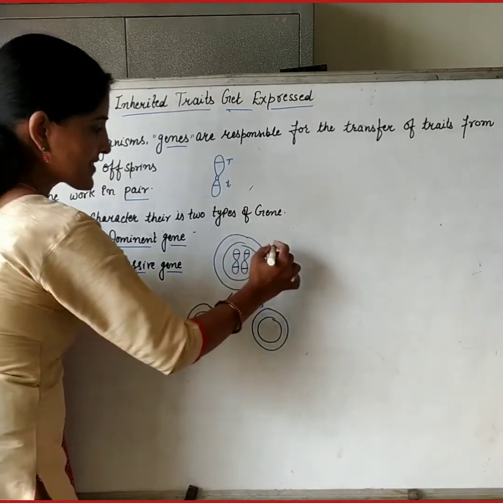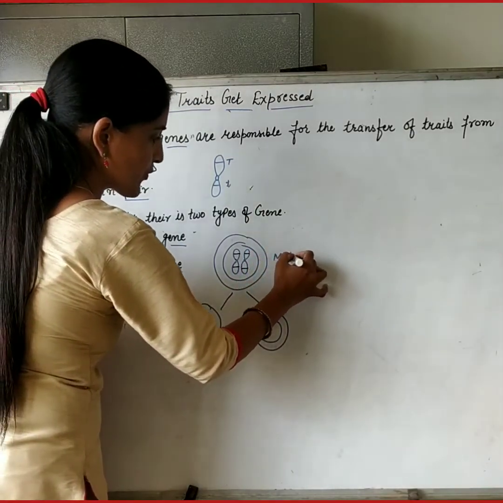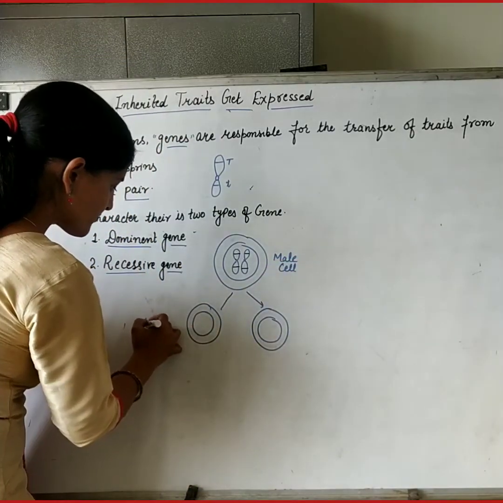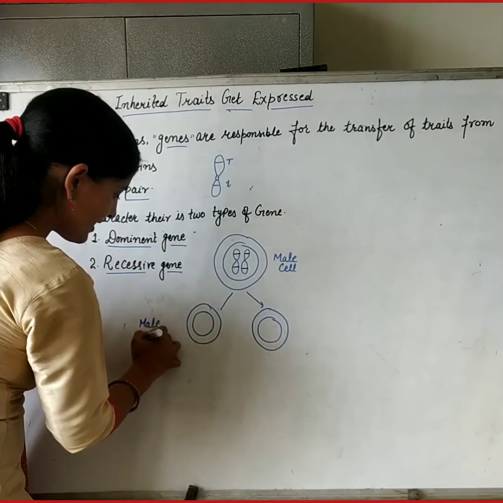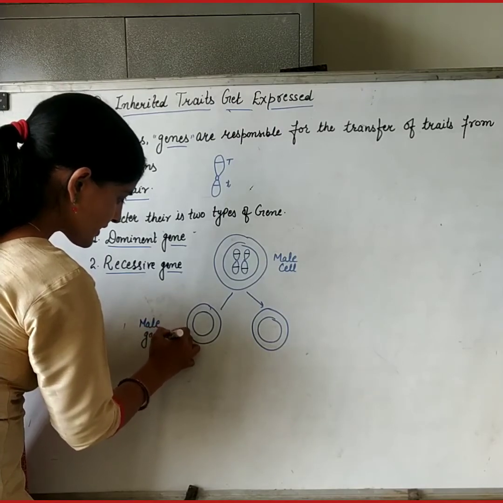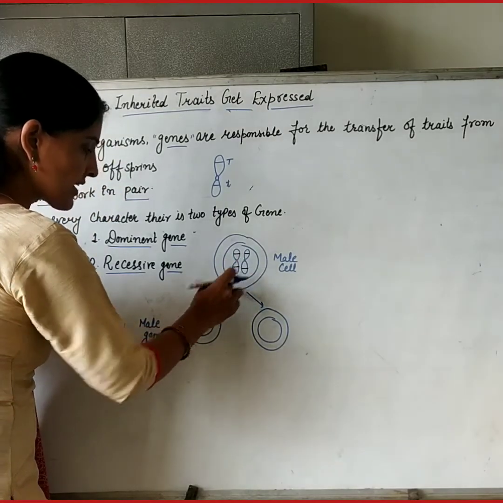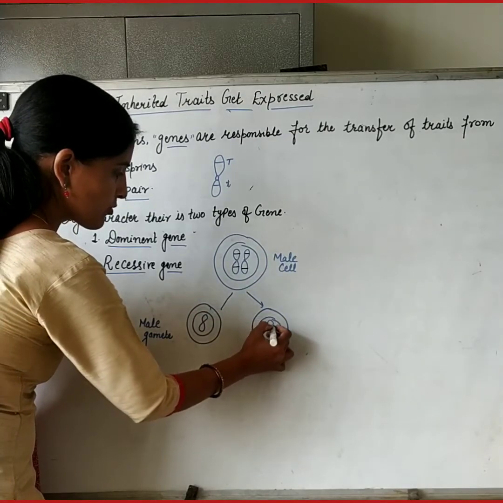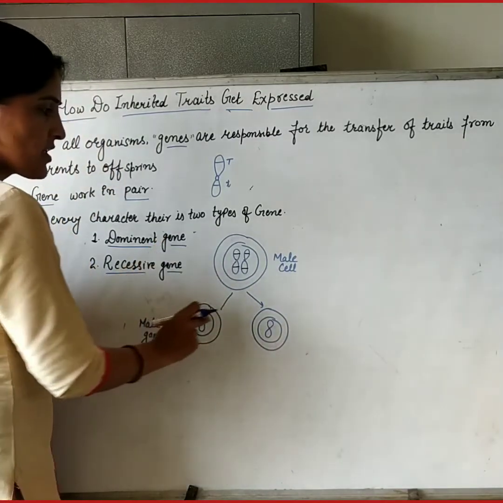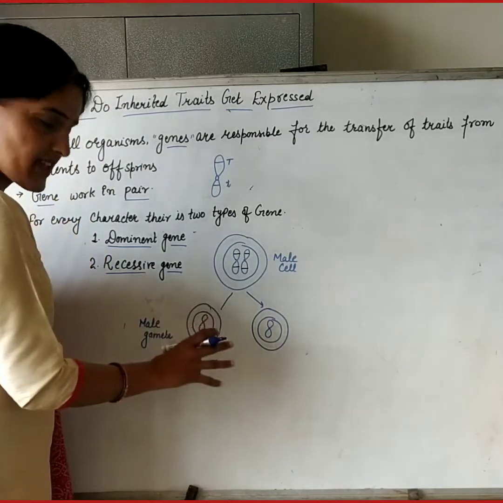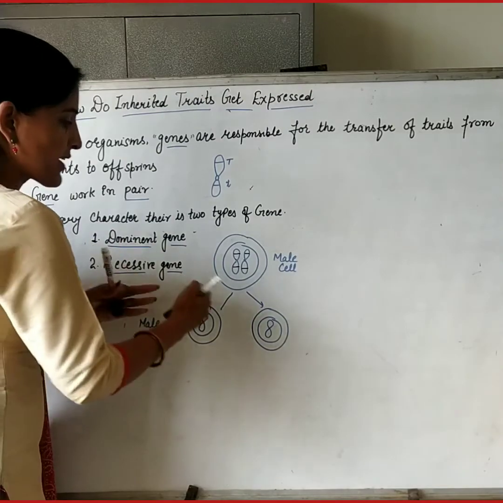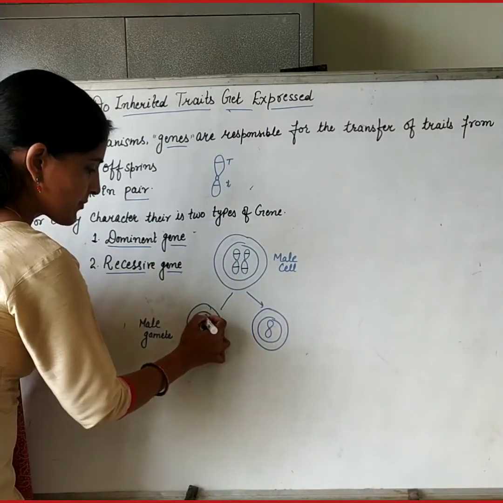If it is a male cell, it forms the male gametes, and these chromosomes get divided. One chromosome goes here, the other chromosome goes there, because the division in the sex cell is the reductional division, so the chromosomes will be divided.